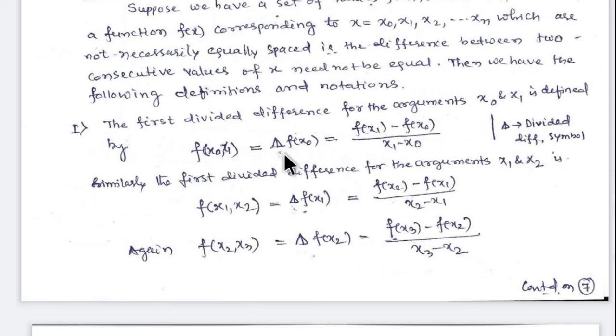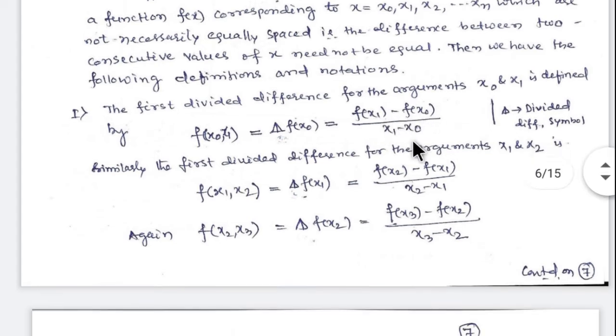Sometimes you have to write a divided difference operator, delta like this. In the middle you have to divide it. Delta of f of x0, read as the divided difference operator operating on f of x0, is the divided difference symbol. This is given by f of x1 minus f of x0 divided by x1 minus x0. You see that?